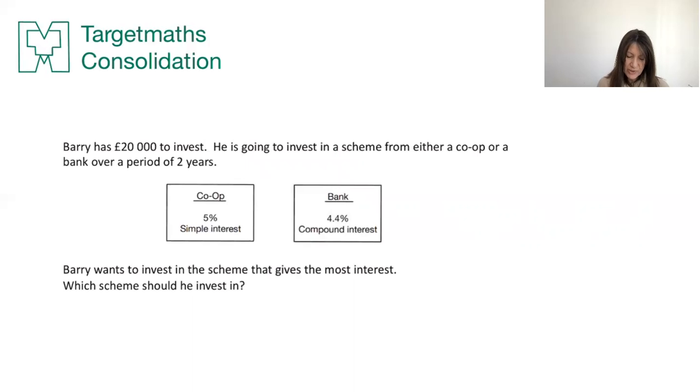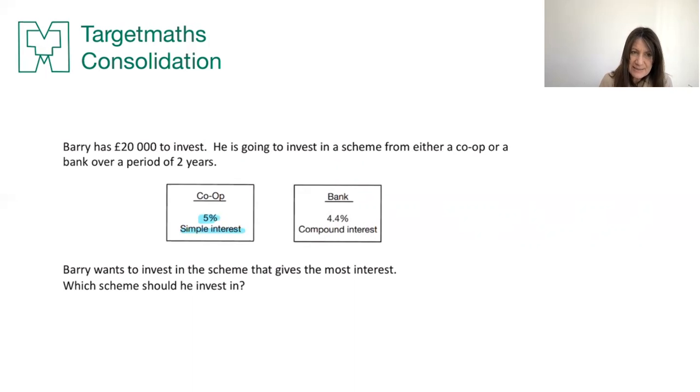Okay, so in this question, we have got this £20,000 to invest, and obviously we want our money to make as much as it can. So we are going to check the deals that are out there. We're not just going to throw it in the first thing we see. So the co-op is making it very clear that they've got 5% simple interest.